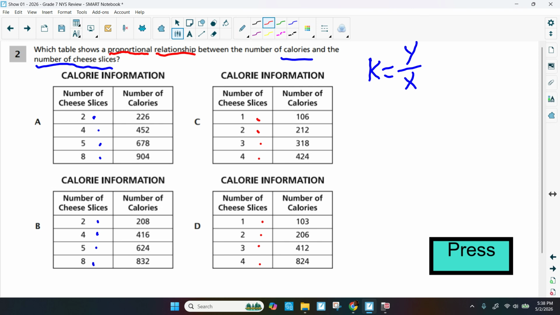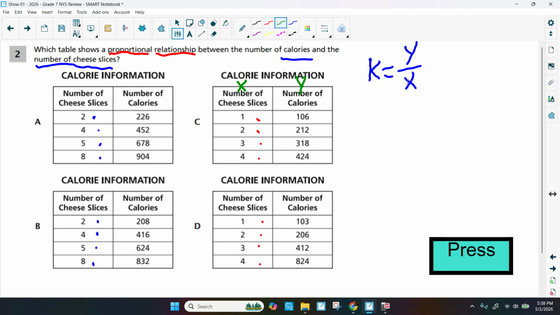But let me get back to this formula here for K. A constant of proportionality means that there is some number that occurs between these two columns. And if you don't mind, I'll call the first column X and the second column Y, even though they have words in there. No problem when we're dealing with the formula.